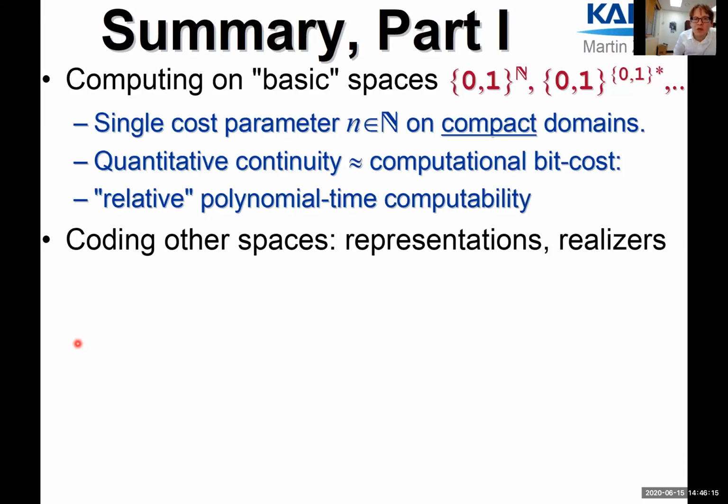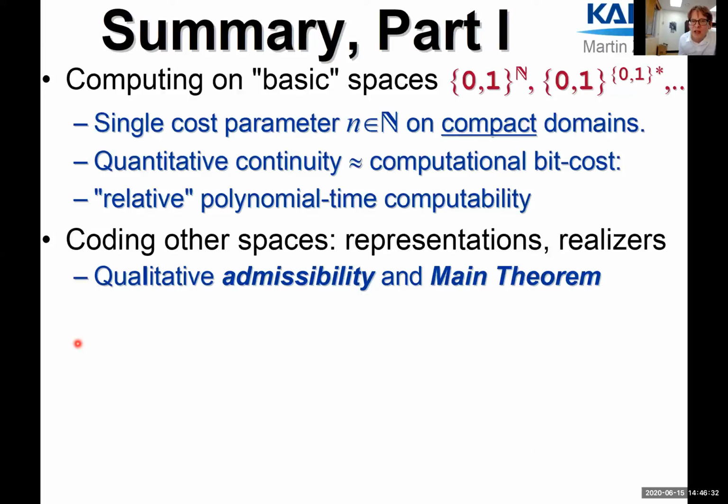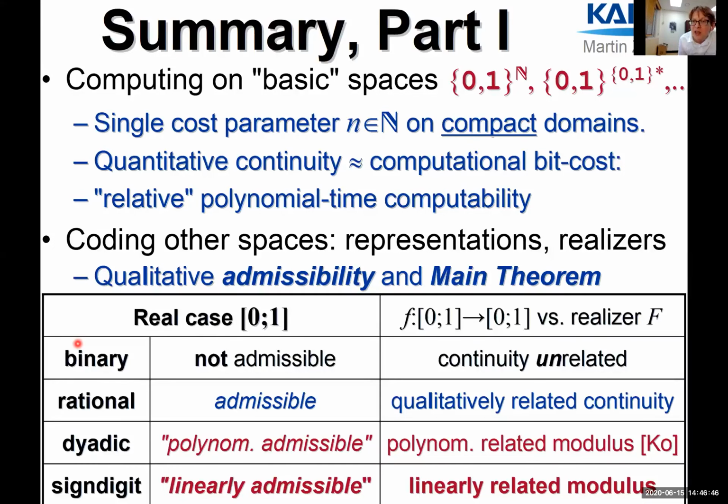And finally, we've moved on to recall the coding theory of other spaces, representations and realizers over Cantor space according to the Weihrauch theory, over Baire space according to the Kawamura-Cook theory. We've recalled their classical qualitative notion of admissibility and the main theorem connecting continuity of a function to continuity of a realizer, and their strengthenings tailored to the real case, namely binary representation is not admissible. Here continuity of a function is not related to continuity of a realizer. Rational representation is admissible, which implies, according to the main theorem, that qualitative continuity of a function is related to continuity of a realizer qualitatively.